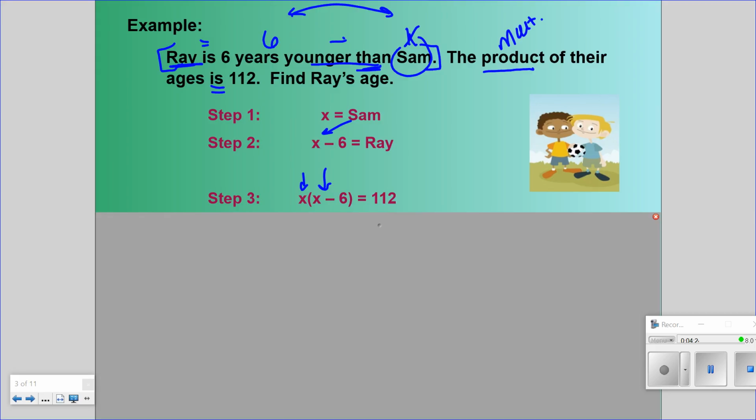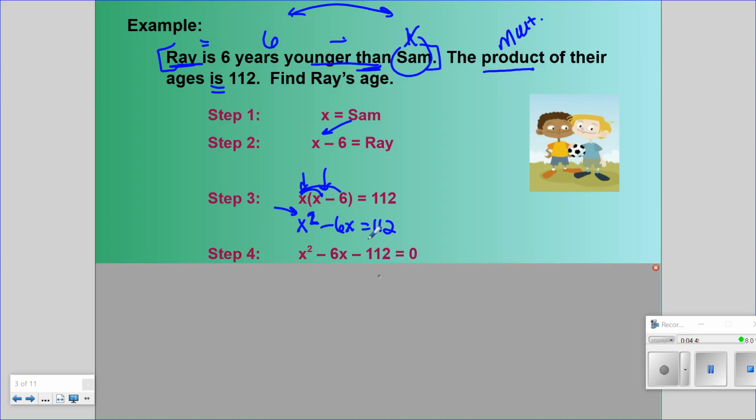From here, this is where we'll start to solve. So that means we need to simplify first, giving us x squared minus 6x equal to 112. And now we notice, okay, we've got an exponent higher than 1 on a variable. So to solve equations like this, we're going to set them equal to 0. So I'm subtracting 112 from both sides. And from here, we will then factor to finish solving for x.